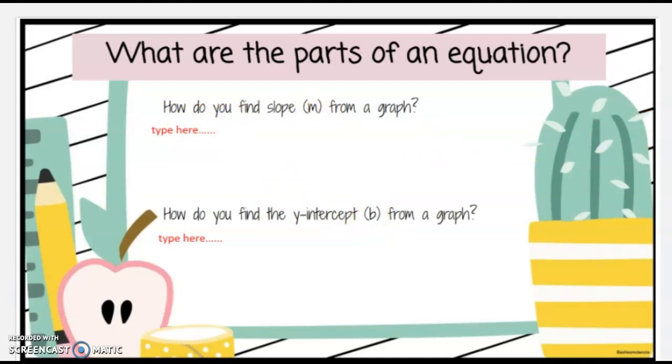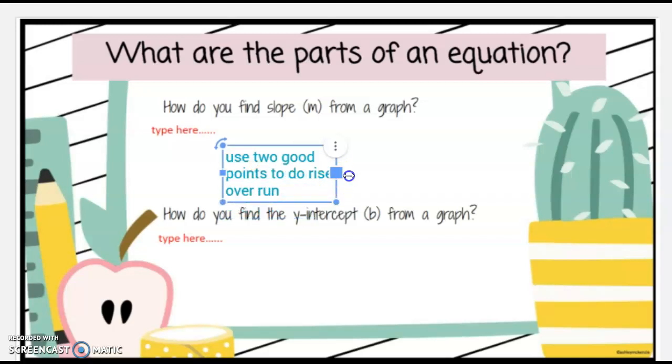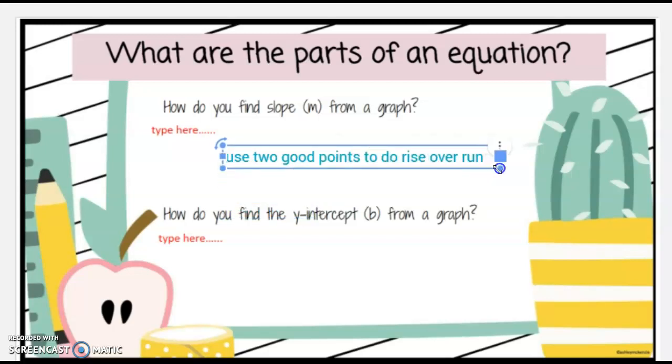Okay, so if you remember, in order to find slope from a graph, we had to get two good points, right? Use two good points to do rise over run, right? So we're going to use our two good points. We're going to draw our rise over run triangle, and then we're going to count rise over run.